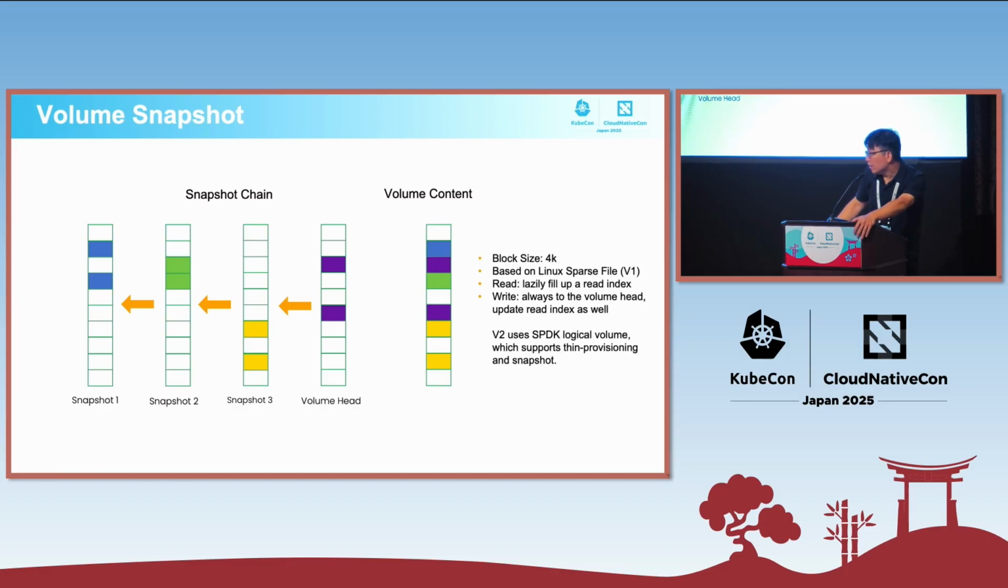For V1 volume, the snapshot file or the volume head is a sparse file. For the V2 data engine, because we rely on SPDK, the snapshot or the volume head is a logical volume inside SPDK. But both of them support thin provisioning.